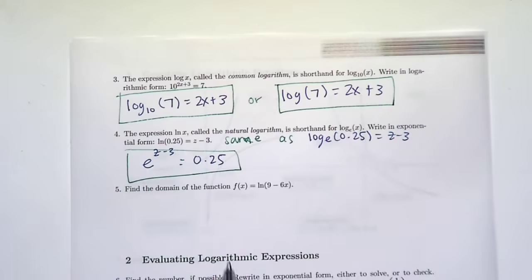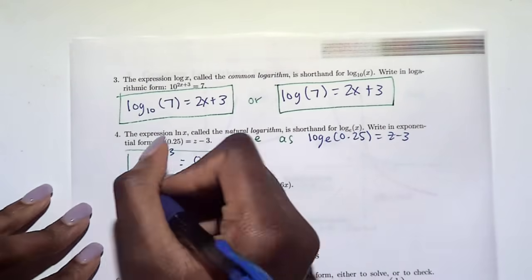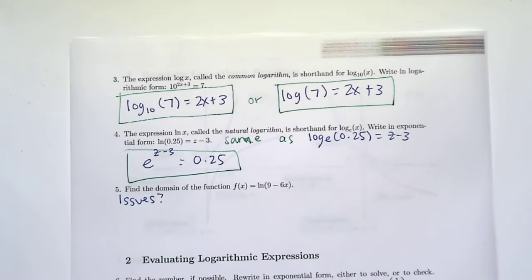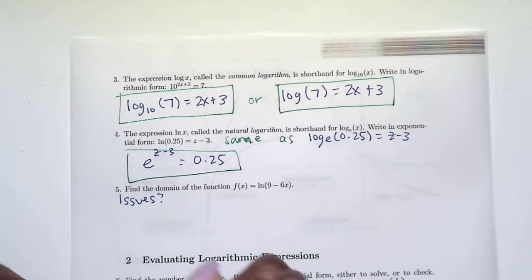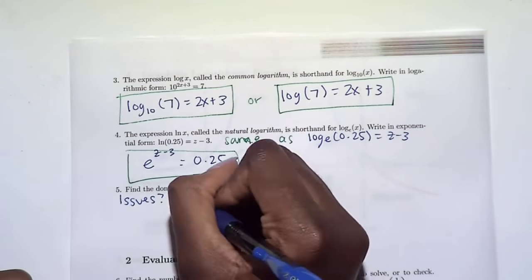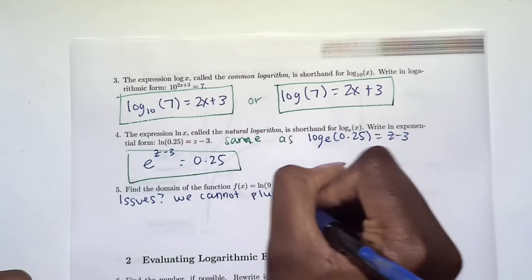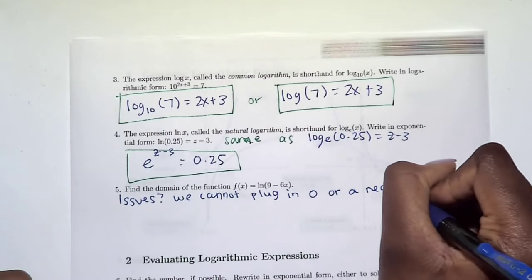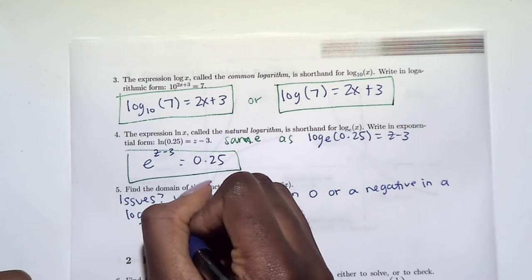All right, so let's go back to this problem. Let's find the domain of our function. So remember, whenever we're talking about domains, we need to figure out, are there any issues with any x values we can plug in here? Well, we can't plug in 0, and we can't plug a negative into a log. So we cannot plug in 0 or a negative in a log function.